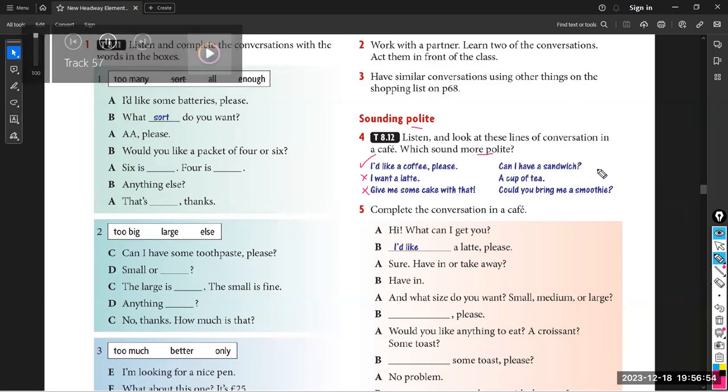Can I have polite. A sandwich? This is one. Impolite. Cup of tea. Polite. Uh-huh, finally. Impolite. You bring impolite. Me a sandwich. Impolite. Exactly.